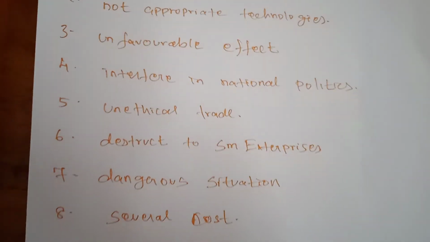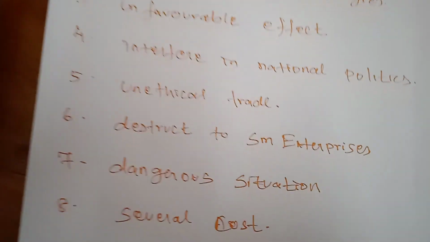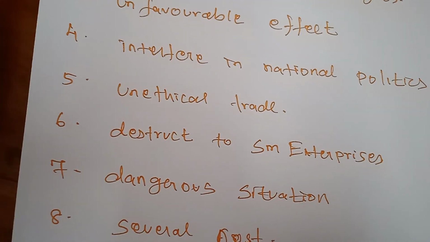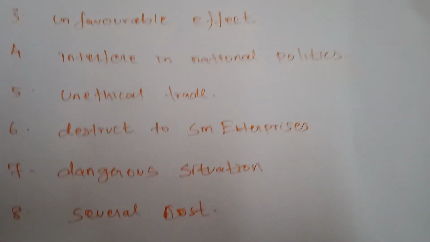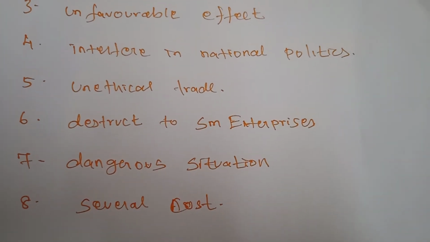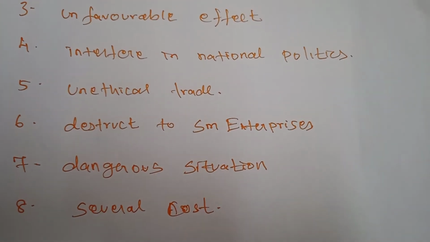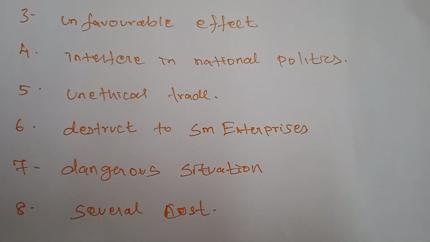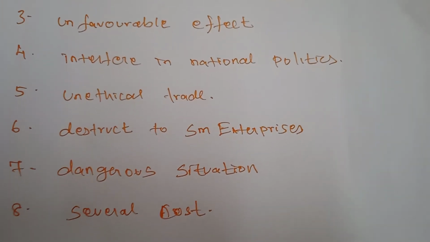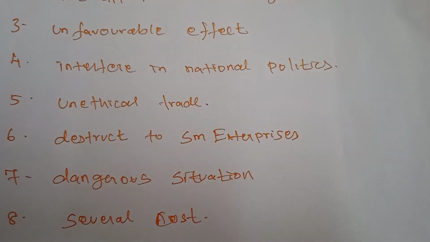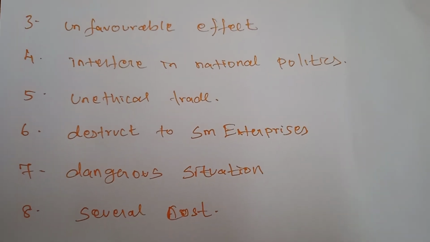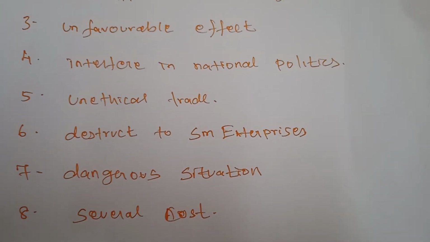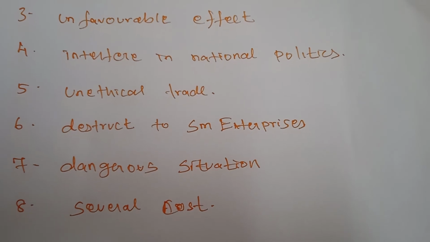Next, interference in national politics. Foreign capital sometimes interferes in national politics, because if you are allowing foreign investors or foreign direct investment, and if they become monopolists and dominate the market, they will get the power to interfere in national politics.